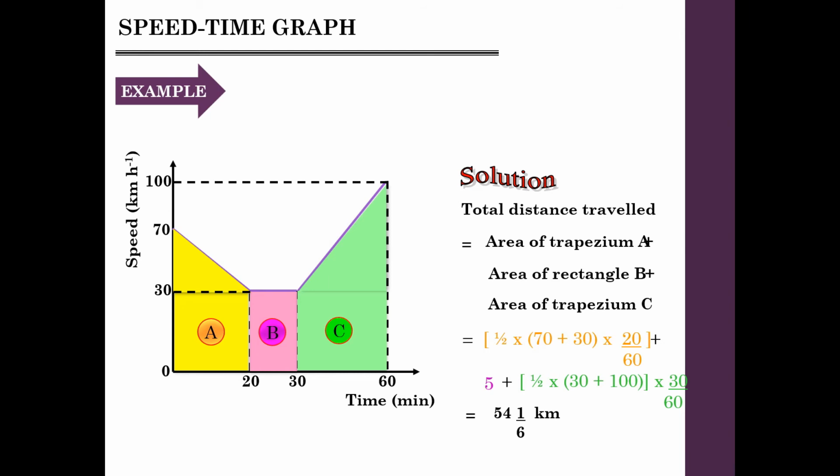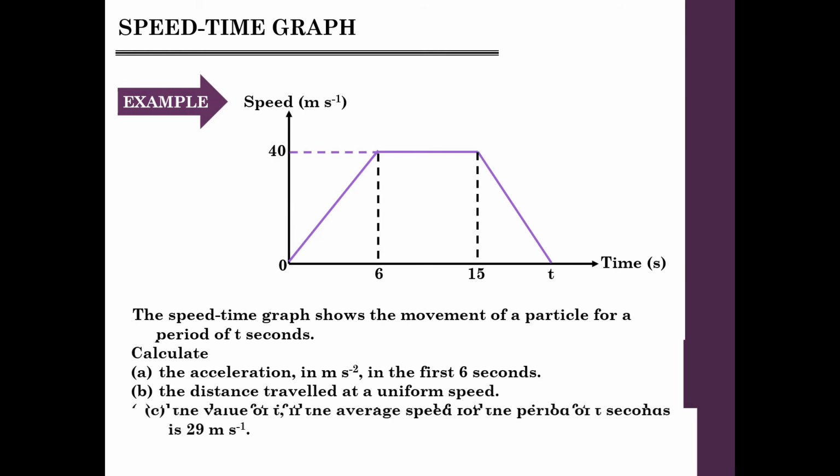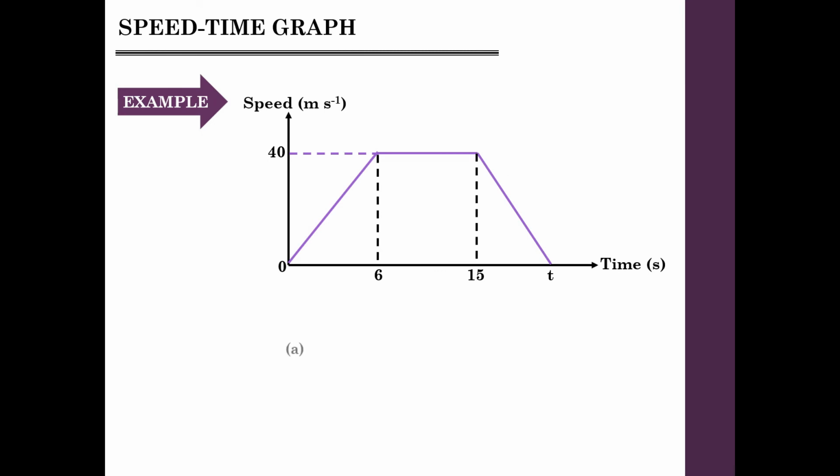Alright, so now let's see another example on speed time graph. This speed time graph shows the movement of a particle for a period of t seconds. The first question asks us to find the acceleration for the first 6 seconds. The second question B, distance travelled at a uniform speed. And question C, find the value of t if the average speed for the period of t seconds is 29 meter per second.